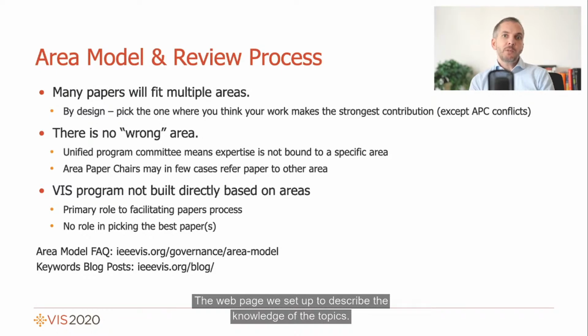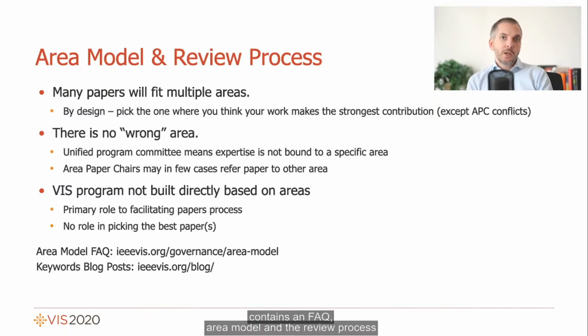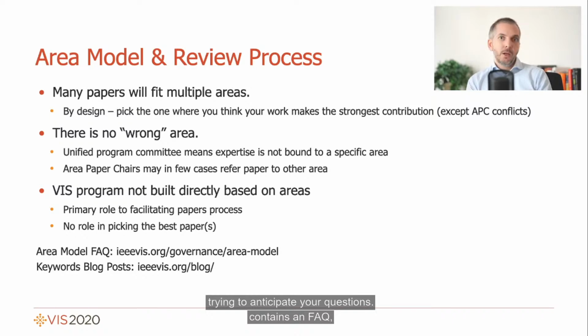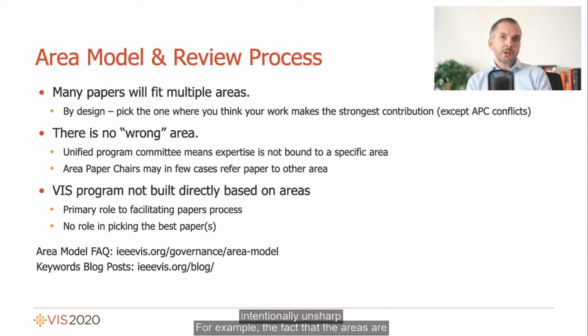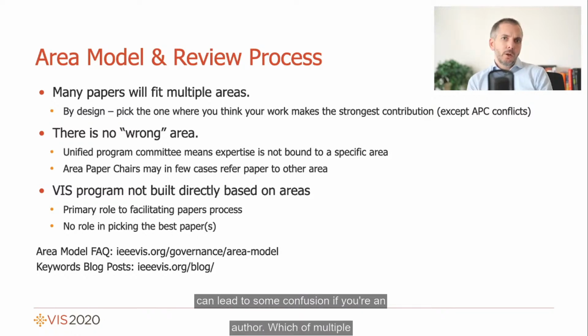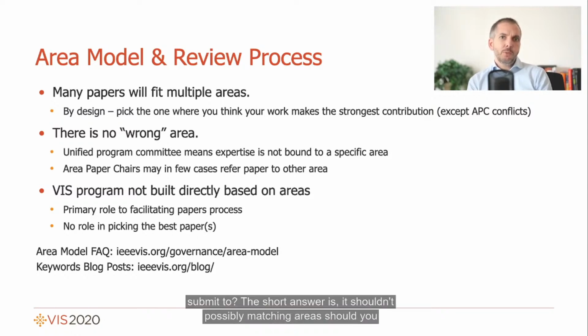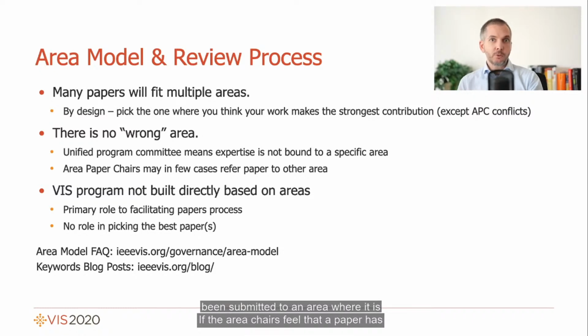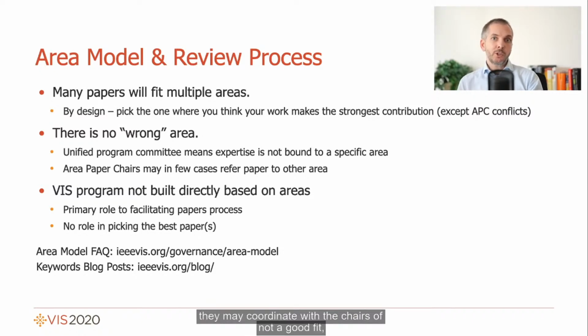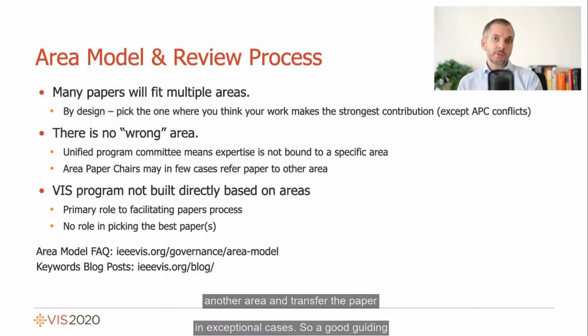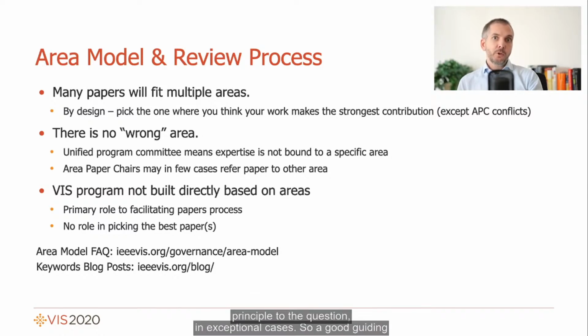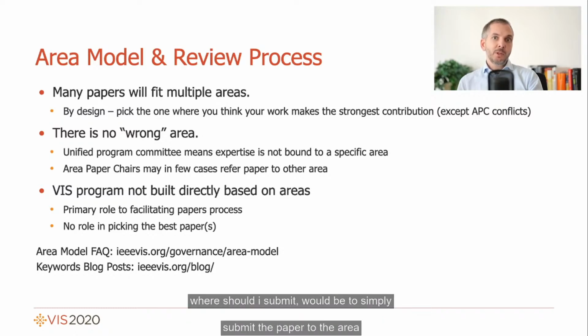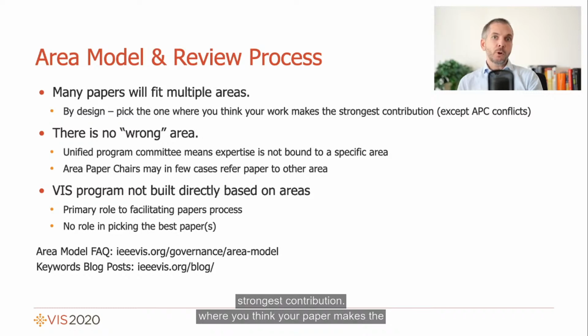The web page we set up to describe the area model and the review process contains an FAQ, trying to anticipate your questions. For example, the fact that the areas are intentionally unsharp can lead to some confusion if you're an author. Which of multiple possibly matching areas should you submit to? The short answer, it shouldn't really matter too much. Since the program committee is unified, expertise for a particular topic can be allocated to where it is needed. If the area chairs feel that a paper has been submitted to an area where it is not a good fit, they may coordinate with the chairs of another area and transfer the paper in exceptional cases. So, a good guiding principle to the question, where should I submit, would be simply submit the paper to the area where you think your paper makes the strongest contribution.